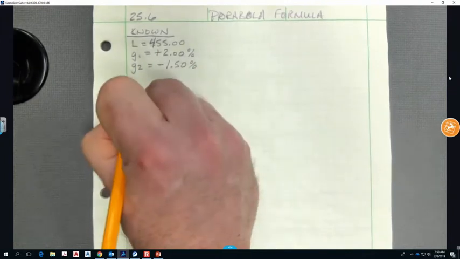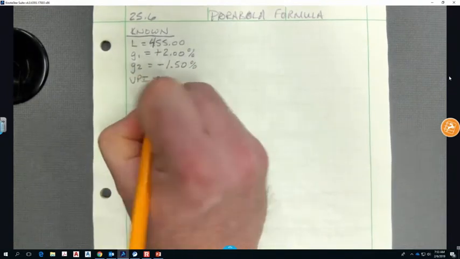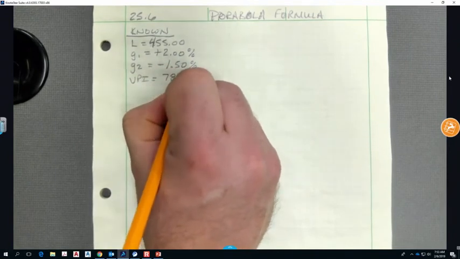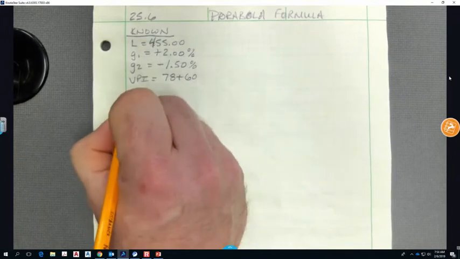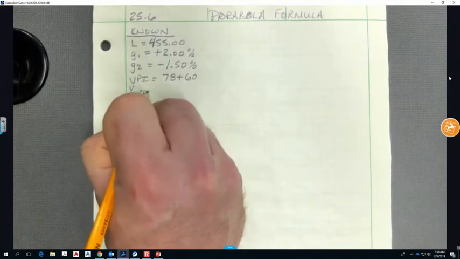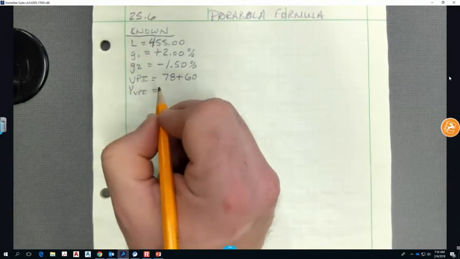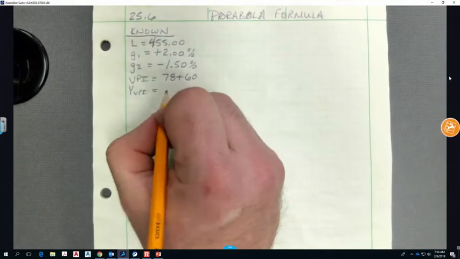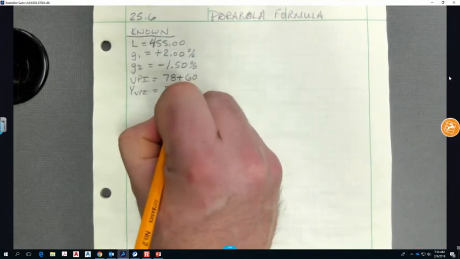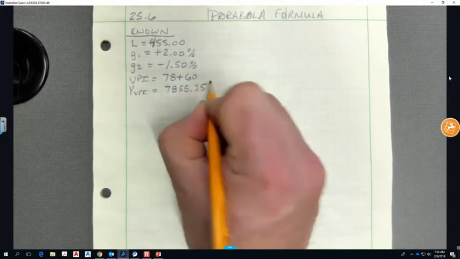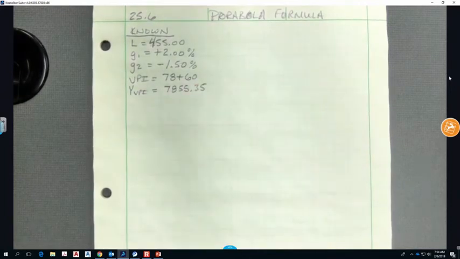They give us the VPI, and that station is 78 plus 60. And then they also give us Y VPI. So anytime we talk Y values, we're talking elevations. Okay. So Y VPI is 7855.35. Okay. So that's our known.